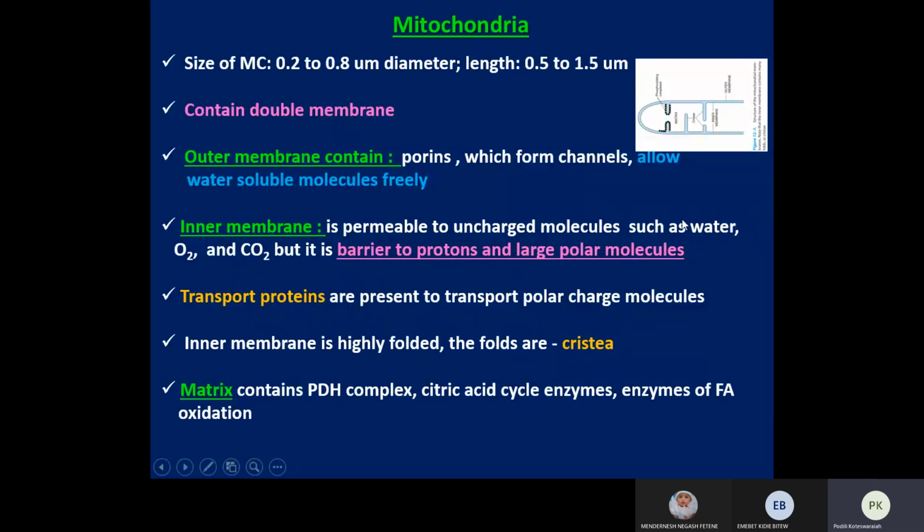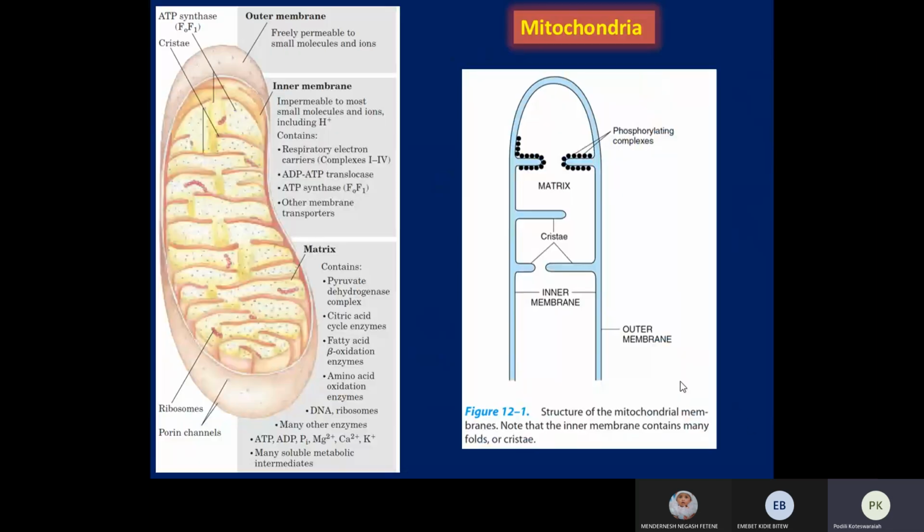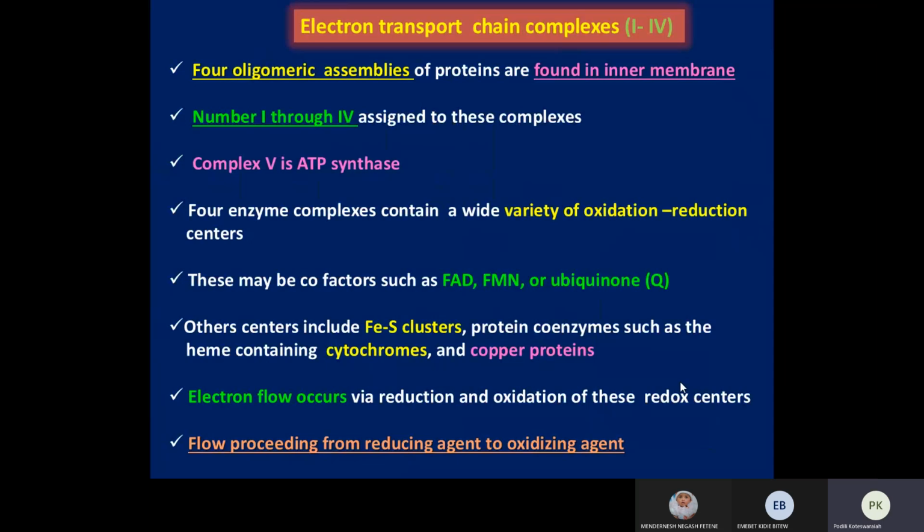So the inner membrane is highly folded, which is known as the cristae, and the matrix contains many enzymes, that is pyruvate dehydrogenase complex, citric acid cycle enzymes, enzymes of fatty acid oxidation, and so on. Since the electron transport chain takes place in the inner mitochondrial membrane, this membrane has many complexes for facilitating the electron transport chain.